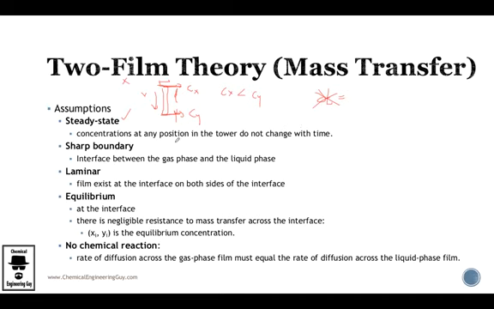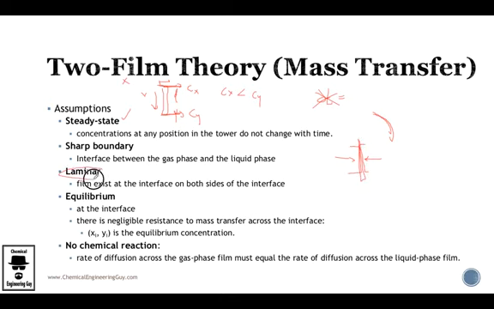We are also going to assume sharp boundary conditions, meaning that the interface between the gas phase and the liquid phase is, quote-unquote, sharp, meaning that you can actually tell them apart very easily, which in real life is kind of hard to see. It's like a bubble. It's kind of hard to see where the gas bubble is, but what we are going to assume is that it's just an area of contact.